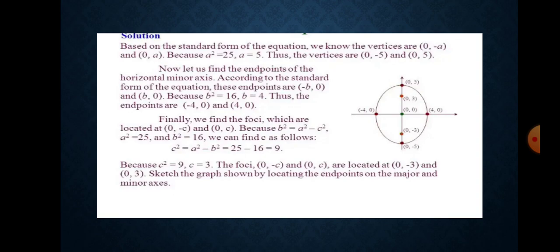Finally, we find the foci, which are located at (0, negative c) and (0, c). Because b squared equals a squared minus c squared, with a squared equals 25 and b squared equals 16, we can find c as follows. c squared equals a squared minus b squared equals 25 minus 16 equals 9. So c equals 3. The foci are located at (0, negative 3) and (0, positive 3). Sketch the graph by locating the endpoints of the major and minor axes.